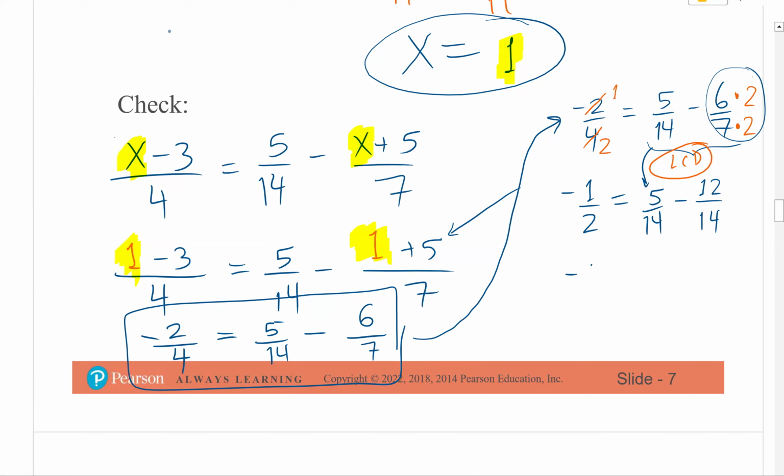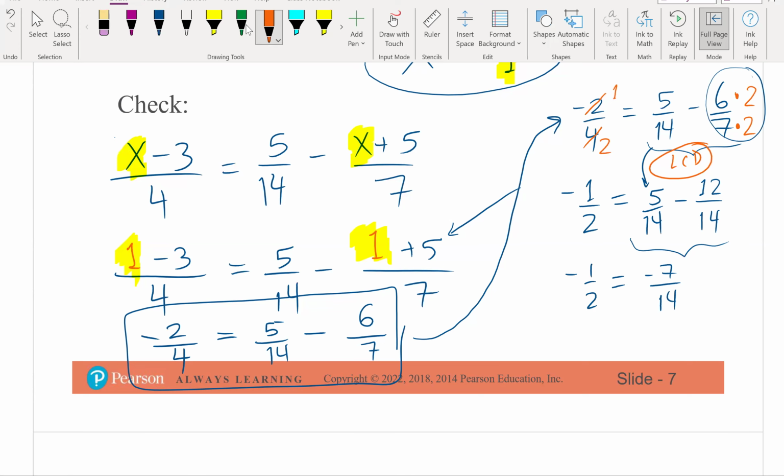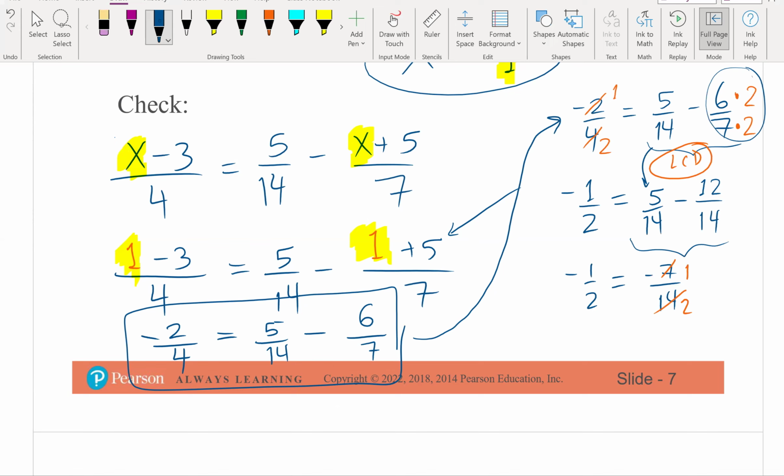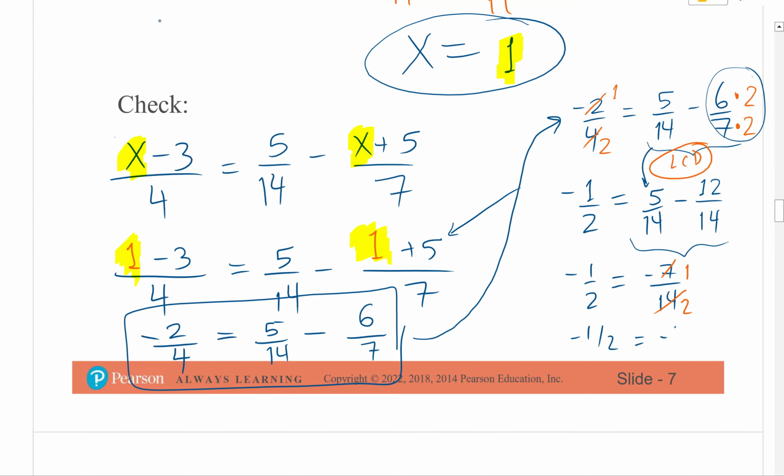Okay, let's see here. Now I can subtract: 5 take away 12 is -7, right? Yeah. And that reduces. 7 goes into both numerator and denominator. 7 goes into 7 once, 7 goes into 14 twice. Look at that. I think it's the same number on both sides. -1/2 equals -1/2. Check. All right. That means that our solution, we must have done it right. It was x equals 1.